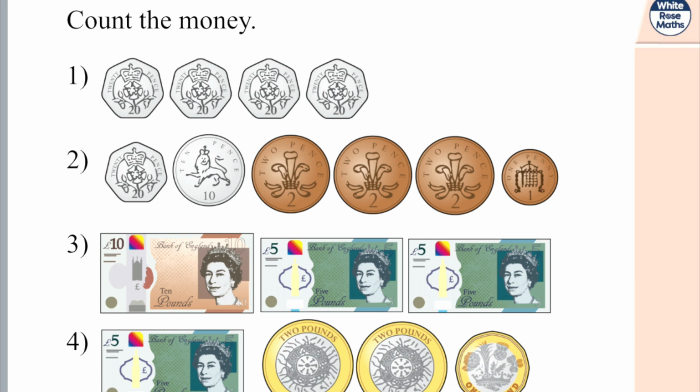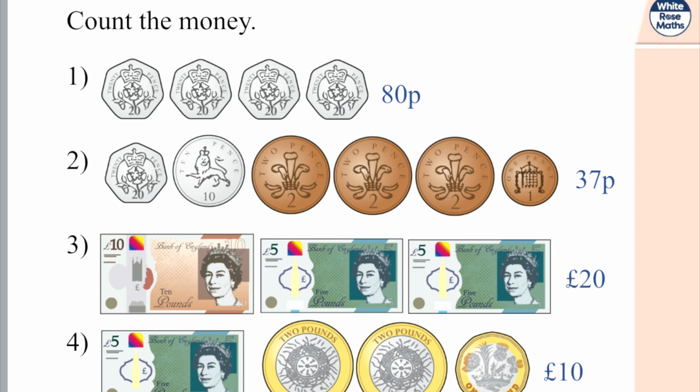37 pence. I'd like you to pause the video and have a go at questions 3 and 4. Then come back to find the answers. Well done if you got £20 for number 3. 10 add 5 makes 20. And we can see that those are notes. They are pounds. £20. And our last one was £10.